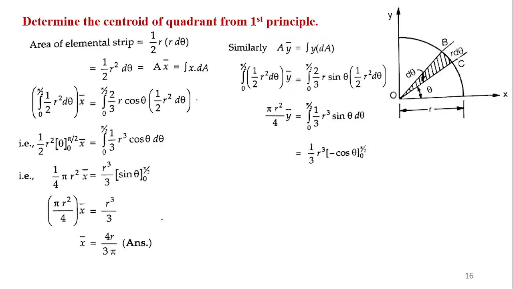Same, only your calculations are going to change a little bit. You are going to get the y bar value also as 4r by 3 pi. And so this is all about how you find the centroid for basic areas using first principles. Using integration, you can give it any name, but that is the way you will be following further. Okay, now going to the next part.